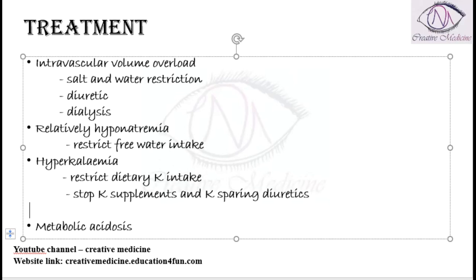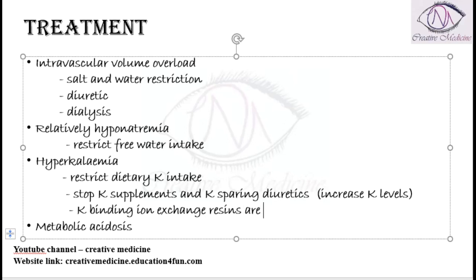Then potassium binding ion exchange resins can be given. Okay, first you should stop potassium supplements and potassium sparing diuretics. Why? Because these potassium supplements and potassium sparing diuretics increase the potassium levels, so they should be stopped. Whereas potassium binding ion exchange resins are given. Why? Because they will bind to the potassium and cause excretion of the potassium. So as a result, they are given to the patient.